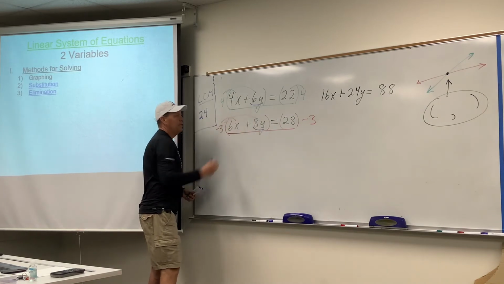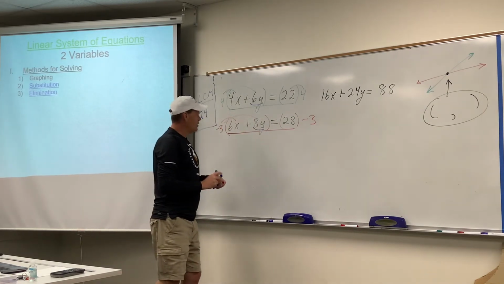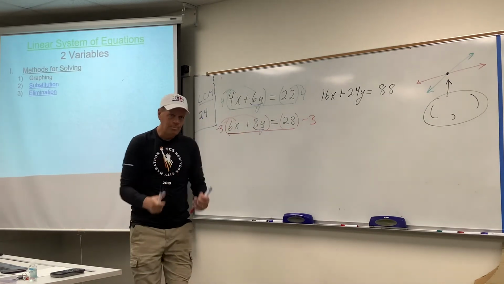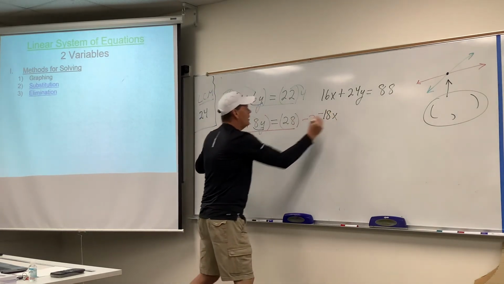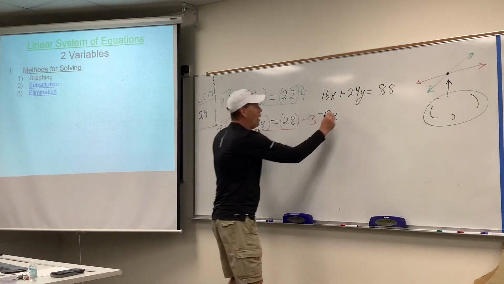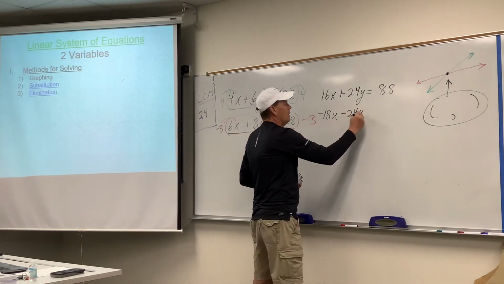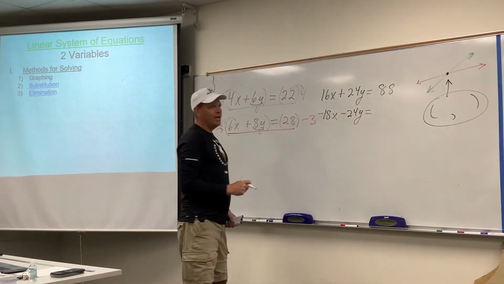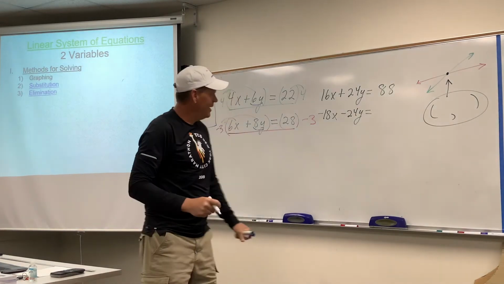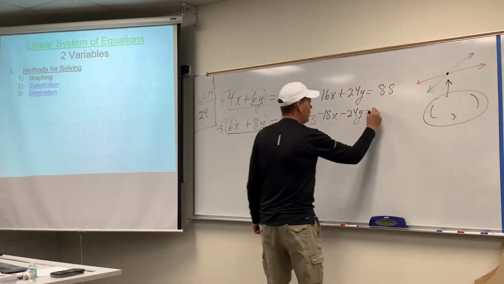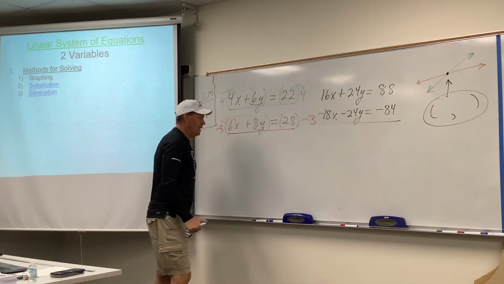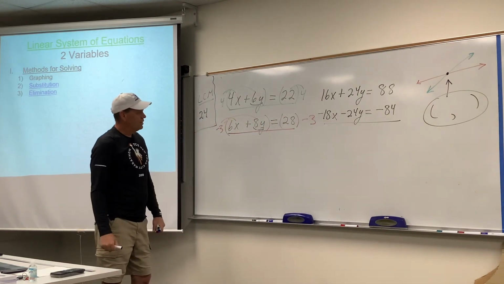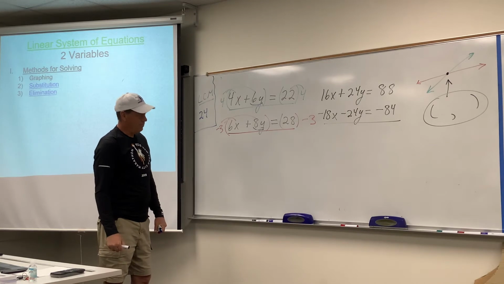So, that equation then becomes, make sure you distribute it to every term on both sides, negative 18x, negative 24y, and what's 28 times negative 3? My brain hurts. Is that negative 84? I hope I'm right. Let me double check my arithmetic there. Yes. Negative 60 and 24, yeah, okay.